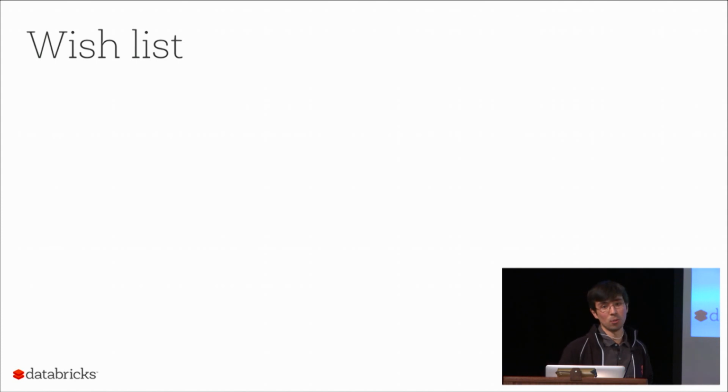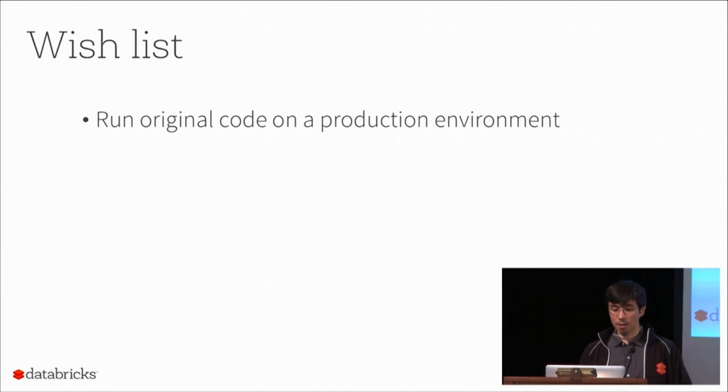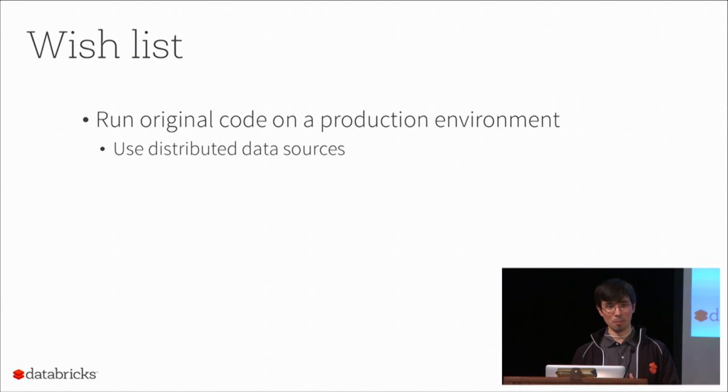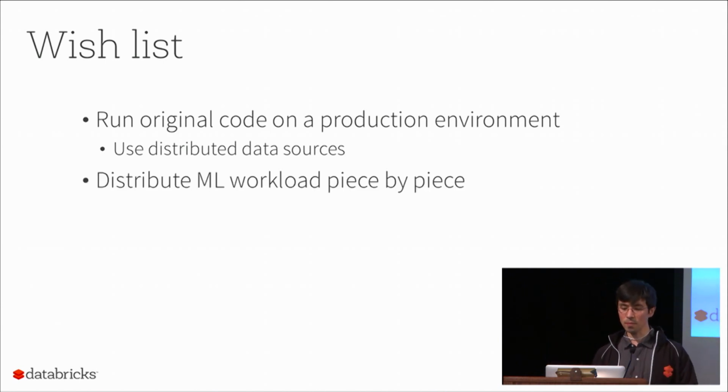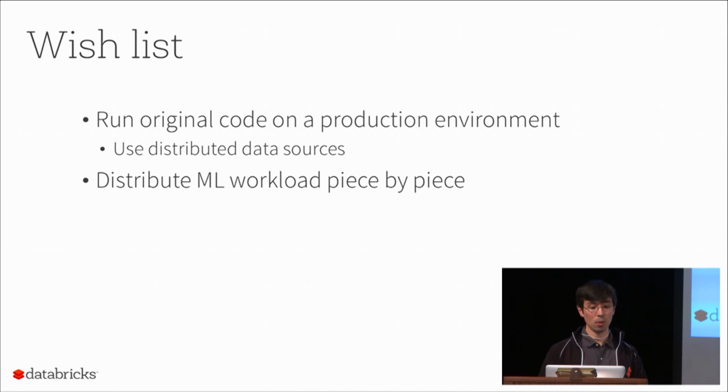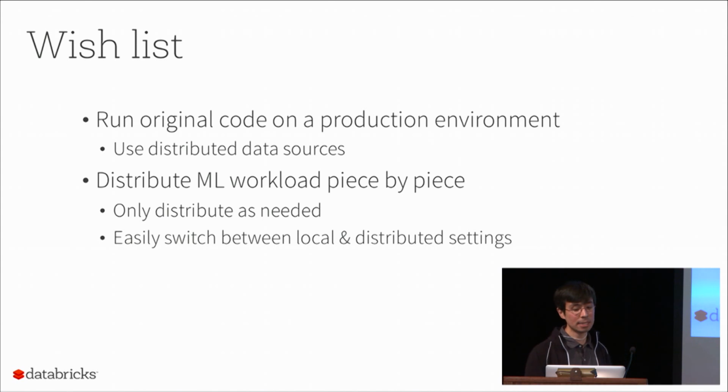So first, let's start with a wish list. First, you want to take your original code and be able to run it in a production environment. And in particular, for machine learning people, one confusing thing is being able to plug in and immediately use these distributed data sources. The next item in the wish list will be to be able to distribute your workload piece by piece. You don't want to have to do it all at once. Just do it as needed. And a big part of facilitating this will be easily switching between local and distributed settings with respect to your data and how you're running the computation.